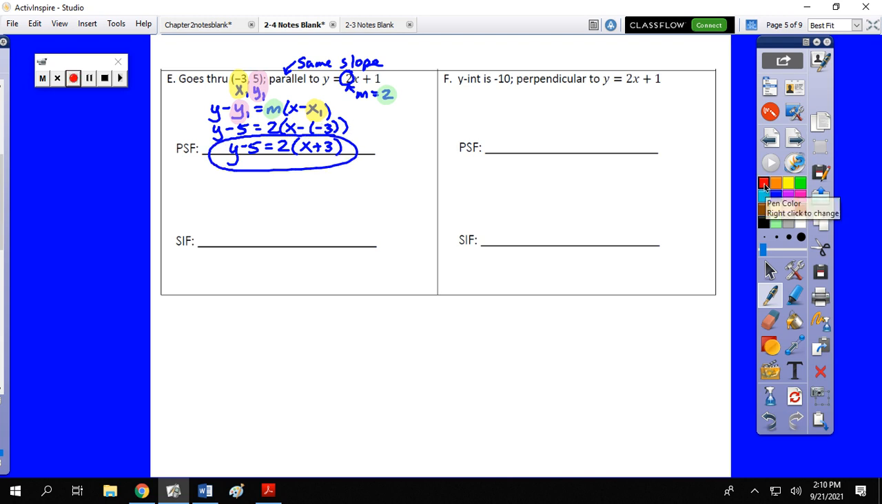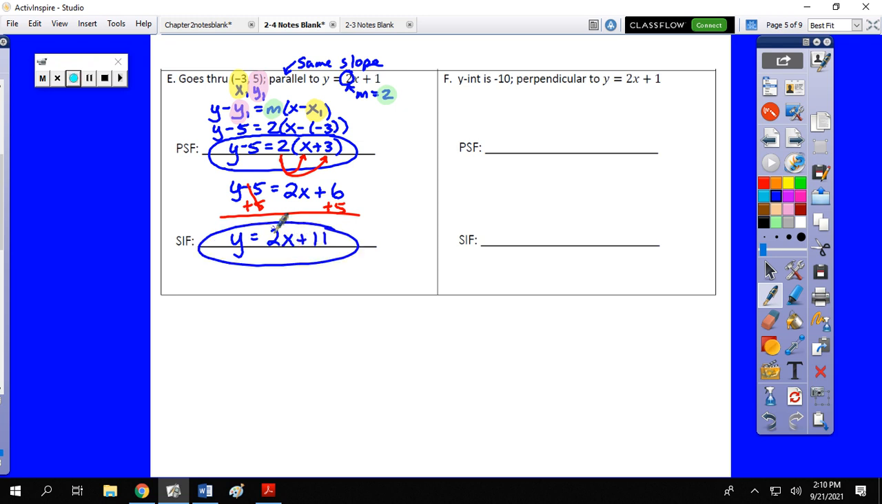Distribute the 2 to convert into slope-intercept form. That would give you y minus 5 equals 2x plus 6. And then add 5 to each side to finish converting to get y by itself. That leaves us with y equals 2x plus 11 for slope-intercept form.